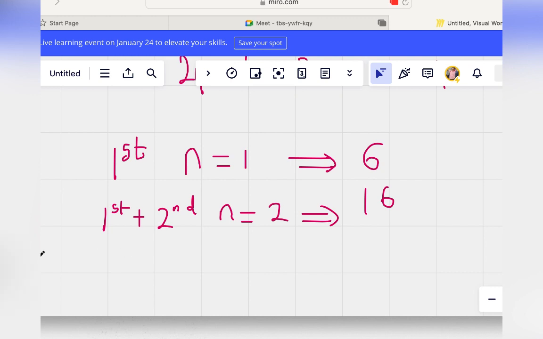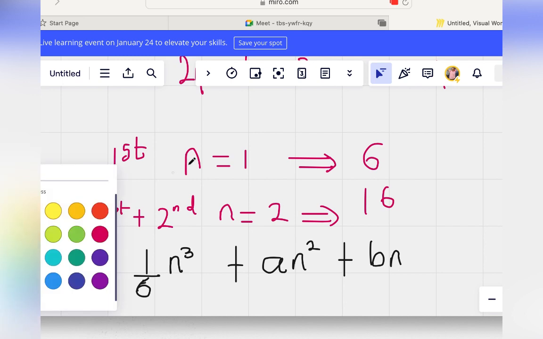So if we go to that formula, we're going to write that formula down. That formula is 1 over 6 n to the power of 3 plus a n squared plus b n. This is the formula. We're going to use this cubic formula to derive 2 equations, and we'll solve the equations simultaneously. For the first pattern, n is 1, so I'm going to be substituting 1 for n. Anywhere I see n, I will put 1.